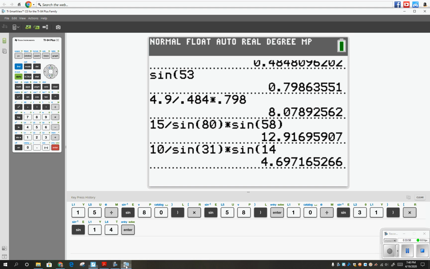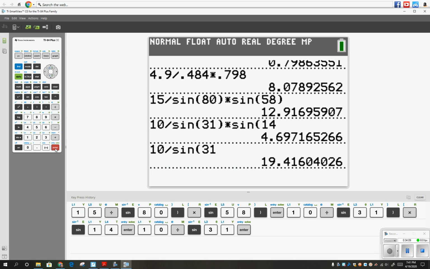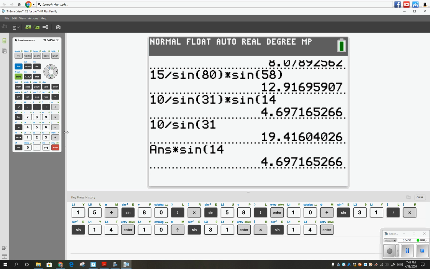I will show you another option for typing this into your calculator. So for example, if I just want to find the right side, if I do 10 divided by sine of 31, what I do know is the right side equals 19.41. Well, I can multiply that by sine of 14. Use the answer feature. If I just hit times, it will automatically take the previous answer, which is what I want, 10 divided by sine of 31. And I'm going to multiply that by sine of 14. And again, it still gives me the same answer.